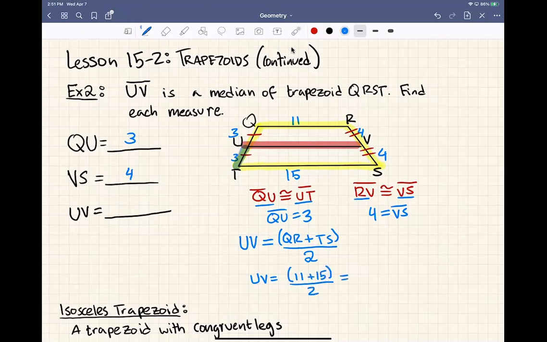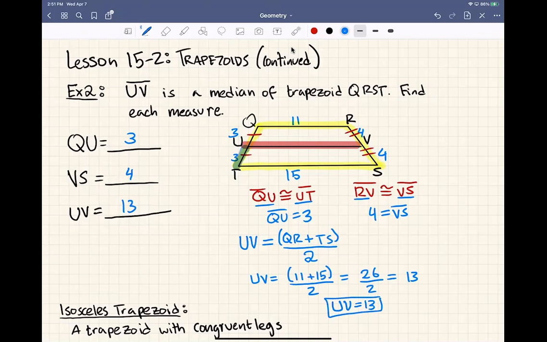Right? 11 plus 15 is going to be 26. 26 divided by 2 is going to give us 13. So we're going to get that UV is 13. Ta-da. So we're going to have 13 here. And that's how we do the second example. Okay.